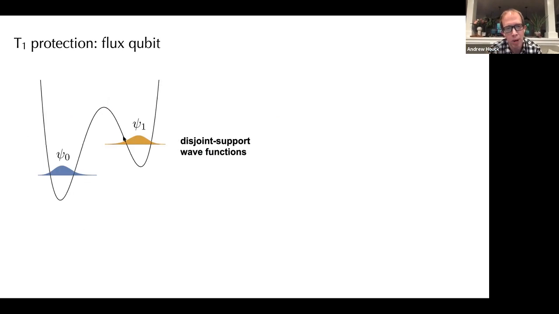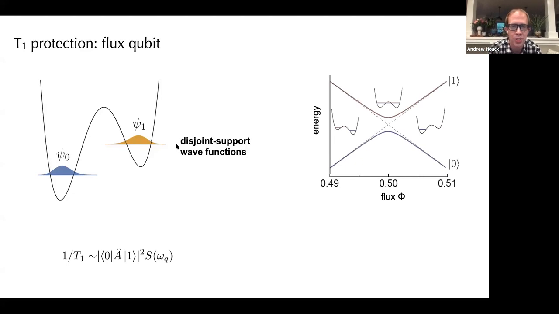So if I make a double well potential and I make the barrier big enough, then I can have one state that lives in the left well and one state that lives in the right well. These wave functions have disjoint support. So one is 0 and the other one is non-zero. And this means that the matrix element is essentially exponentially suppressed depending on this barrier height. And so you have exponential protection against T1.